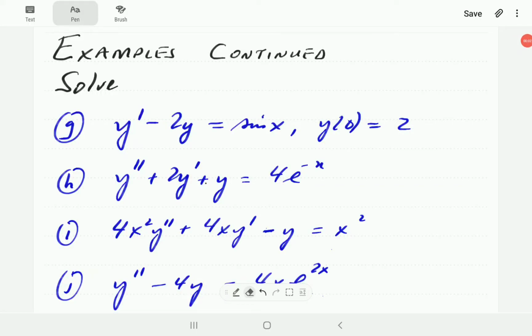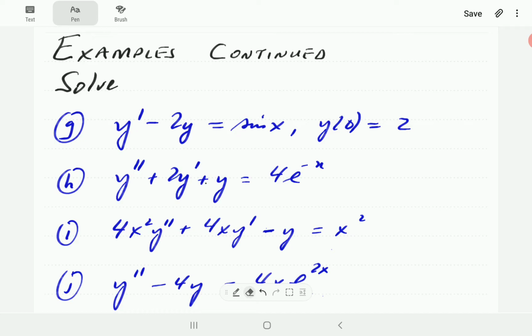Okay, this video is the last in a three-part series on the method of undetermined coefficients. In the first video, we introduced the idea of the method of undetermined coefficients, and we set up the principles on which it is based, and then started doing some examples. And then in part 2, we continued with more examples.